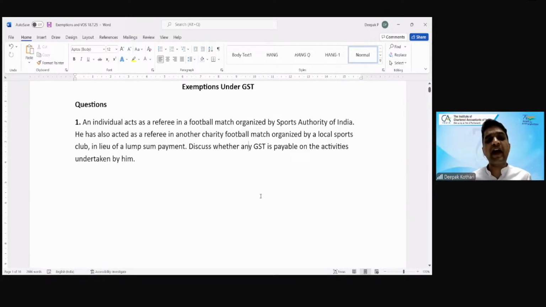An individual acts as a referee in a football match which is organized by Sports Authority of India, famously called SAI. He has also acted as a referee in another charity football match, which is organized by a local sports club in lieu of a lump sum payment. Discuss whether any GST is payable on the activities undertaken by him.